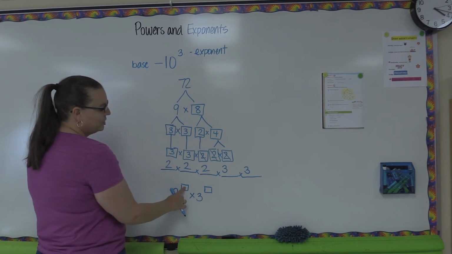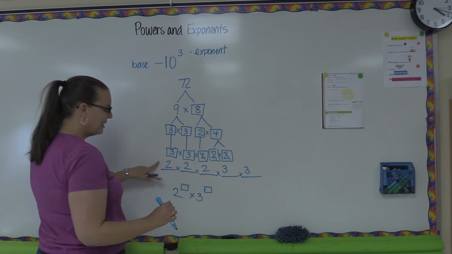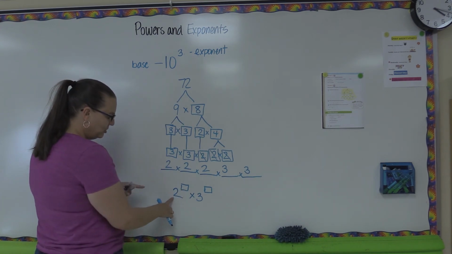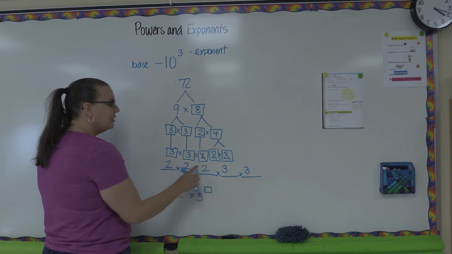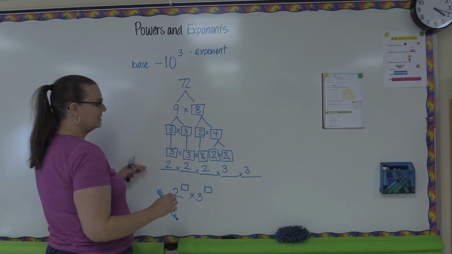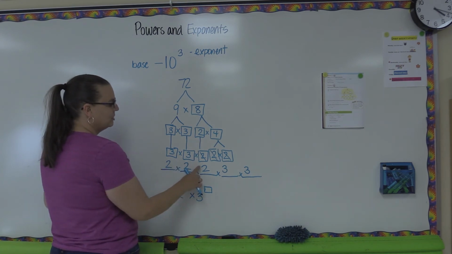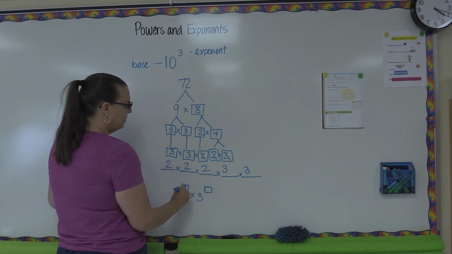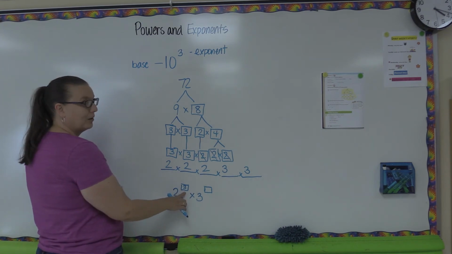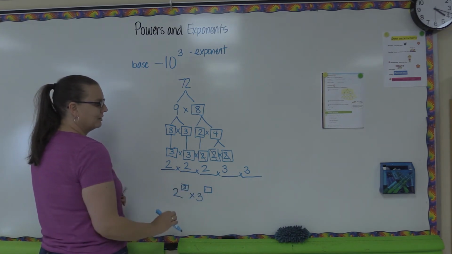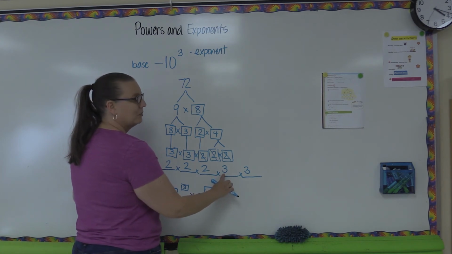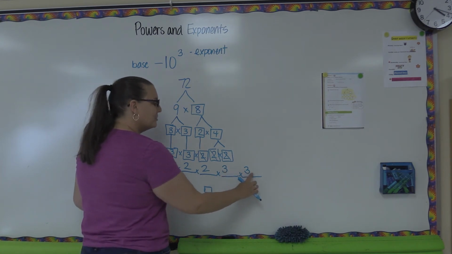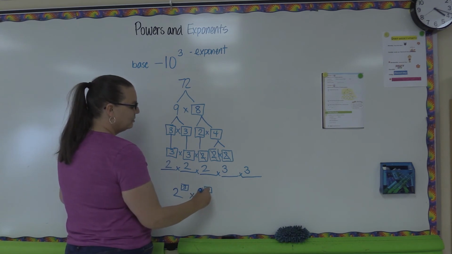We need to figure out which exponents to put in this box based on this information. 2 is our base because 2 is the number we're talking about. How many 2's did we have in our prime factorization? Well, 1, 2, 3. We're going to put a 3 in that box because that's the power that we have. There's 3 of them there. For the 3's, the 3 is our base because that's the number we're talking about. How many times was it expressed? That would be 2 times.